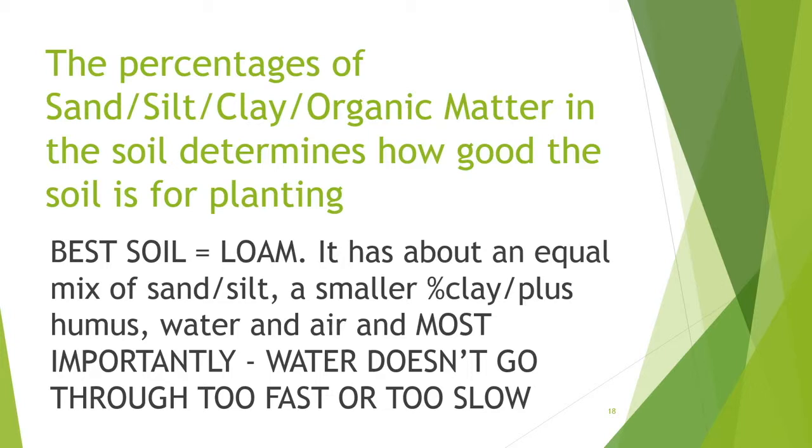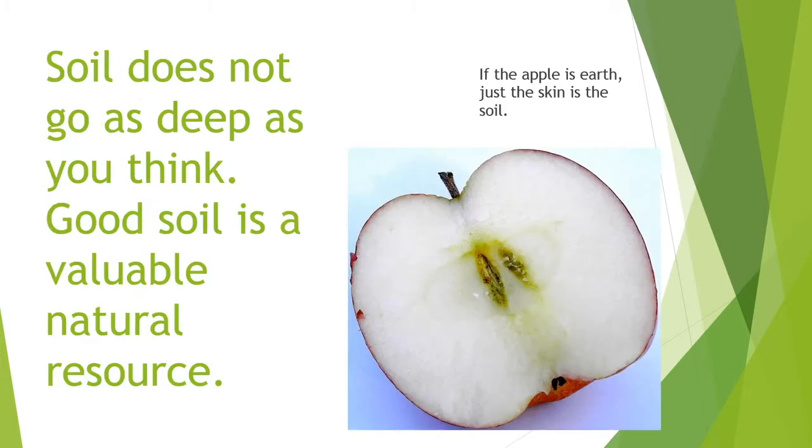But the key to it is it's got enough space in between that you can have water and air, and that's really important for plants, even at the root level. So it has to have enough space for the roots to move through, but not so much space that the water can't be held in. So that's loam. The key with loam is it's your best soil for planting. It's going to be your topsoil.